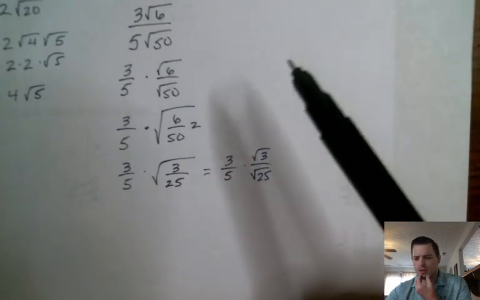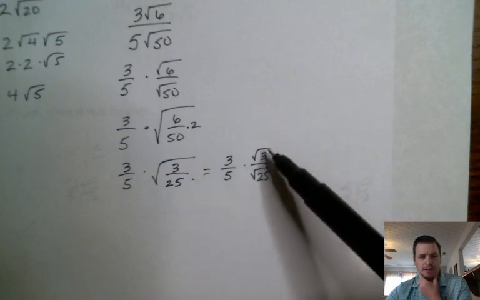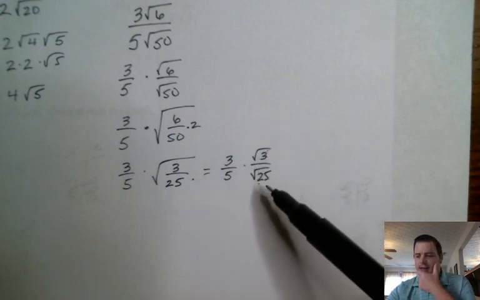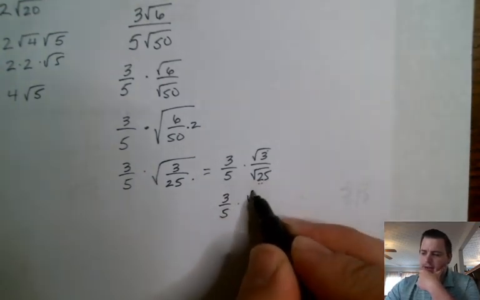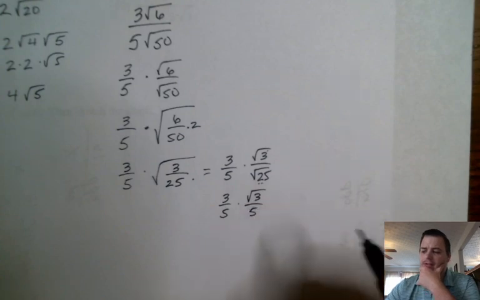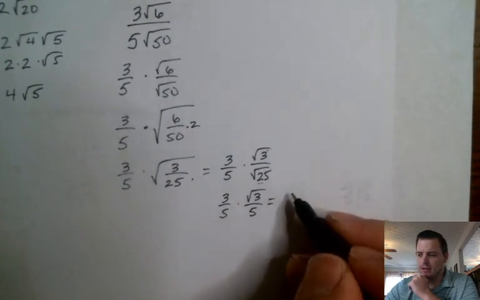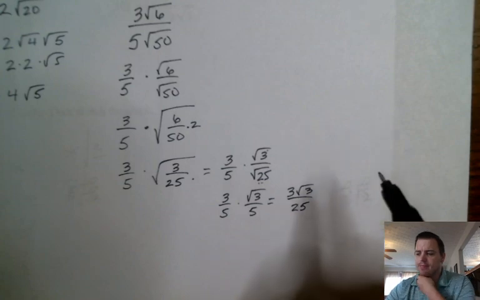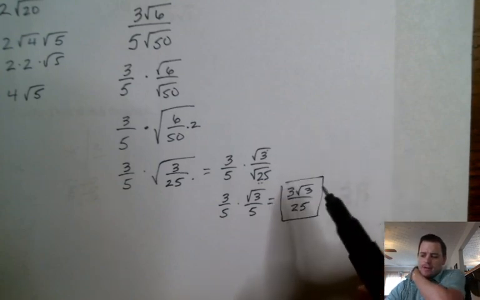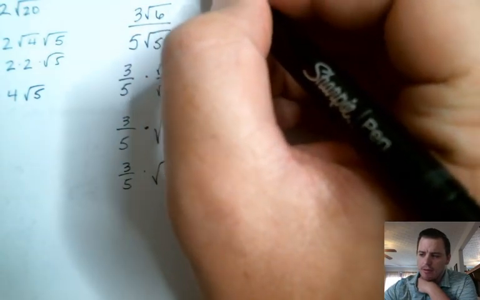So notice I started with individual square roots, but then I put them together, simplified them, and then put them back to separate, because now look that it's separate, I can now simplify this. So that'd be 3 over 5 times radical 3 over 5. And then once you multiply those denominators, you'd have 3 radical 3 over 25. And that would be your final answer. And that matches with the answer key. 3 radical 3 over 25.